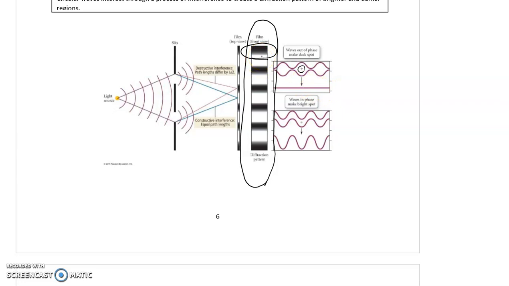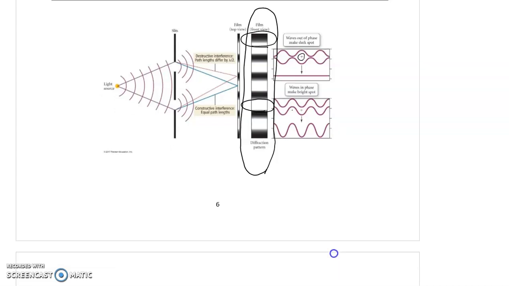But what happens if they're in phase? Notice this picture here. If you have the wave here, added to this one, they're right on top of each other and the amplitude gets larger. And that's why you will see your bright spot. What I want the takeaway to be for this module is to understand diffraction and what the dark spot means and what the bright spot means. Dark spot means they're out of phase. Bright spot means they're in phase.